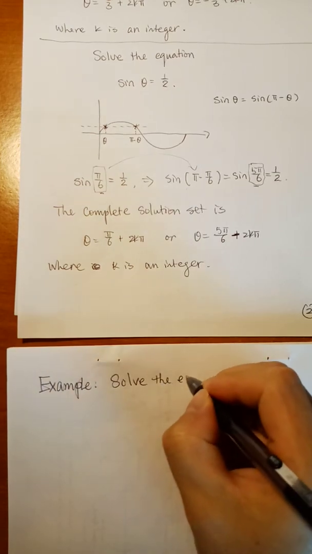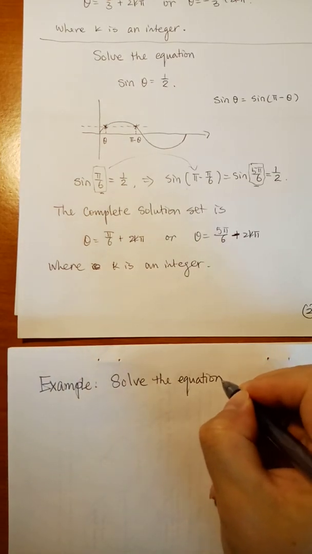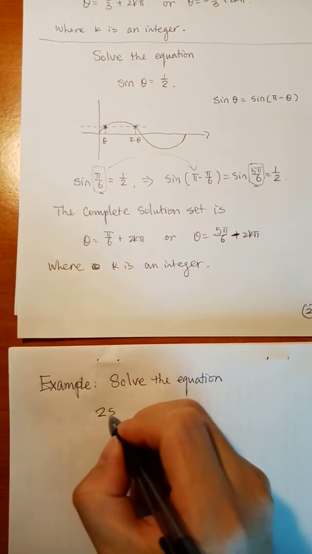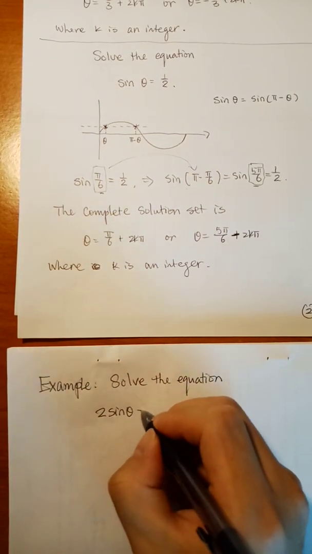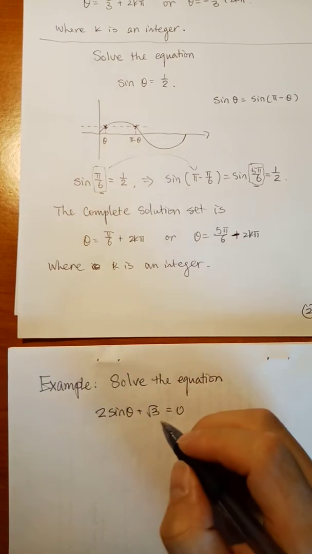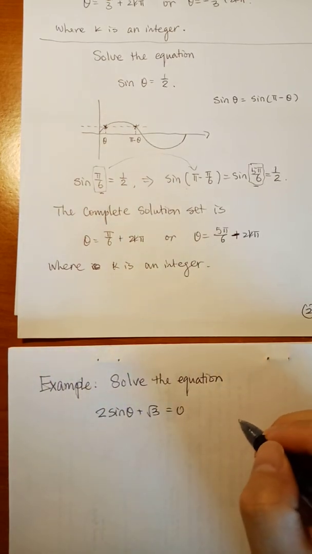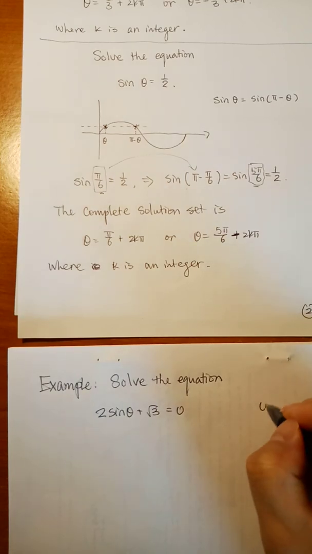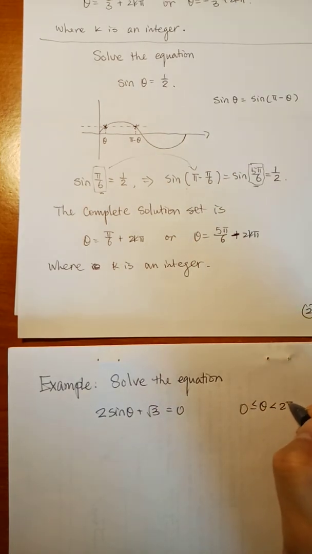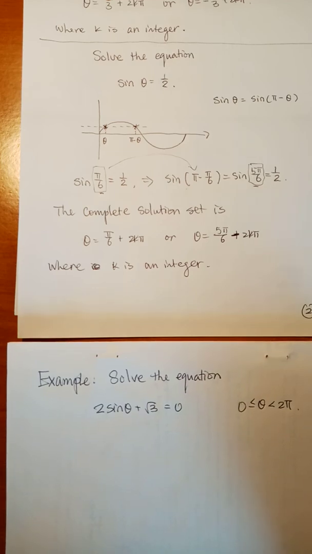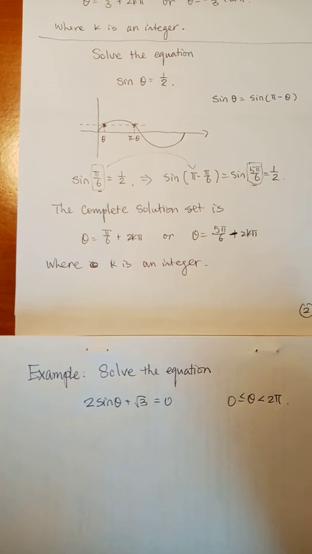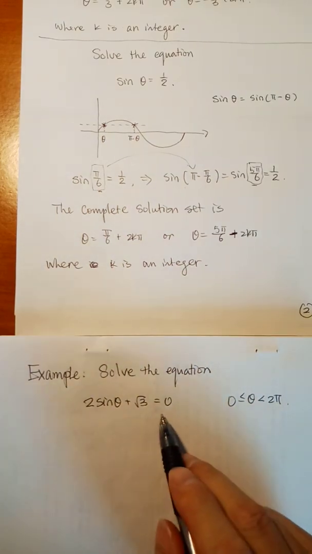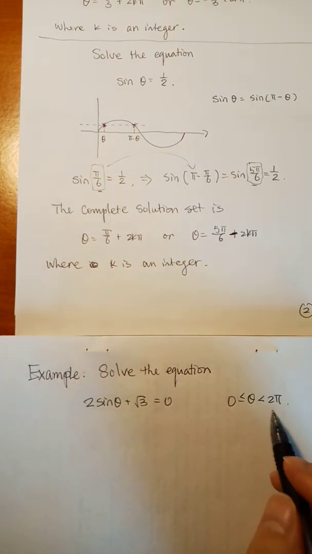Solve the equation 2 sine theta plus square root of 3 is equal to 0. Here we don't want the complete solution. We just want solutions in the required domain. Theta is between 0 and 2 pi. The first two examples are the complete solution without restriction of a domain. Here we just solve the equation over some required, given domain.